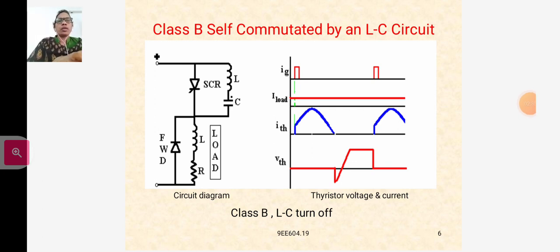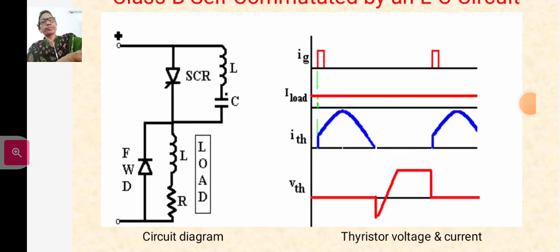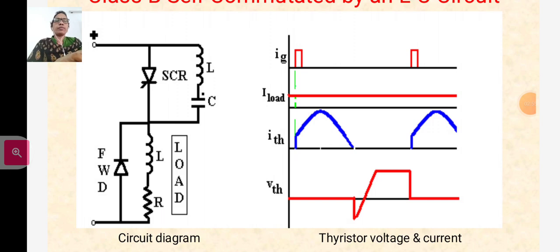In this class B self commutation, this type of commutation is achieved by using LC circuit elements. The capacitor C charges as positive at the upper plate. Before a gate pulse is applied to the SCR, when the SCR is triggered, the resulting current has two components. The constant current, that is the load current, flows through the RL circuit.